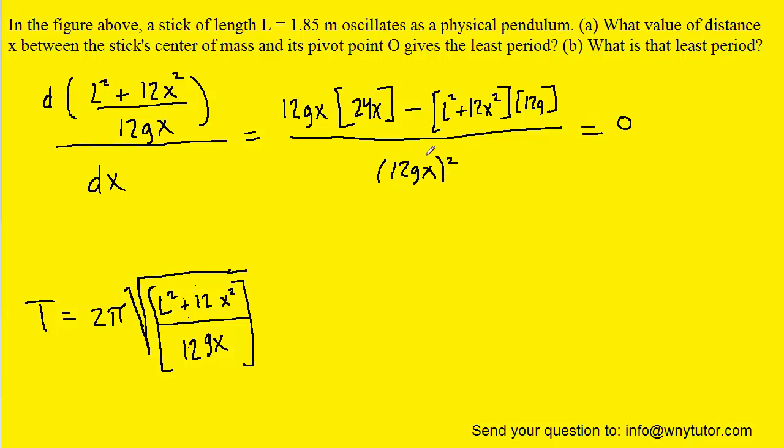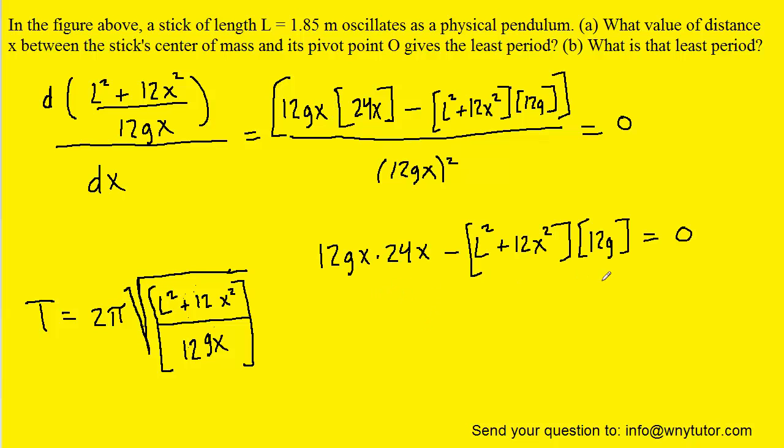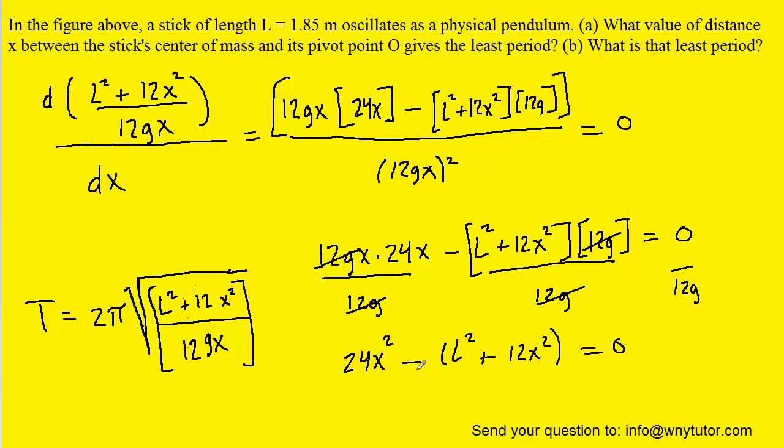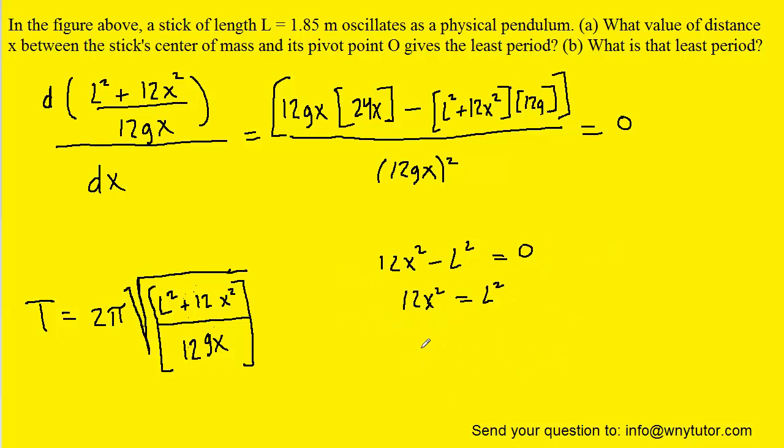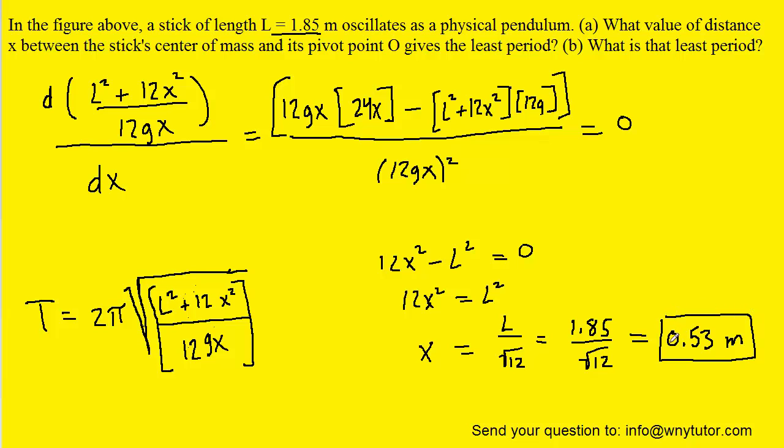We'll set this equal to 0. Now, in order for the derivative to equal 0, only the numerator would have to equal 0. So we'll just set the numerator equal to 0. Now, there would be a number of ways to solve this, but perhaps what we can do is divide each term by 12g. And we would technically have to do that on the right side as well, but that will just remain 0. So the 12g would cancel here and here, as well as here and here. We'll then go ahead and distribute the minus sign into the parentheses. We'll then collect like terms, add the L squared to the right side, and then we'll divide by 12 and take the square root. We're left with a value of x equal to L divided by the square root of 12. L was given in the question, of course, so we could plug in. And when we simplify that, we get approximately 0.53 meters, and that indeed will be the correct value for x that will minimize the period.